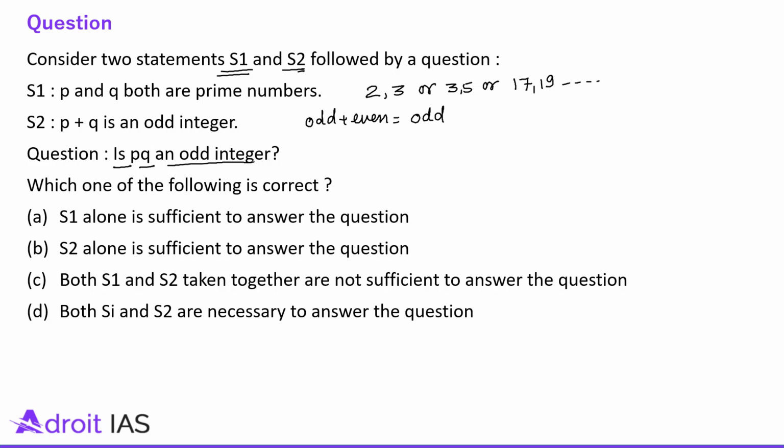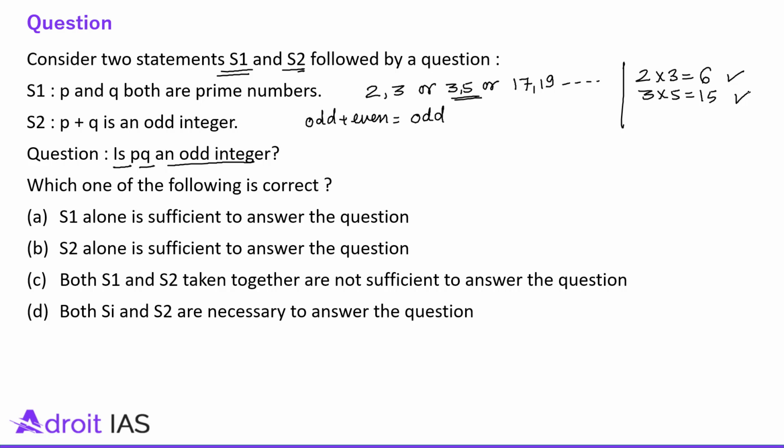When we talk about statement S1, S1 says P and Q are 2, 3. So when they are 2, 3, their product is 6. When they are 3, 5, their product is 15. So here their product may be even or may be odd also. So from statement S1 alone, we are not getting a definite answer.